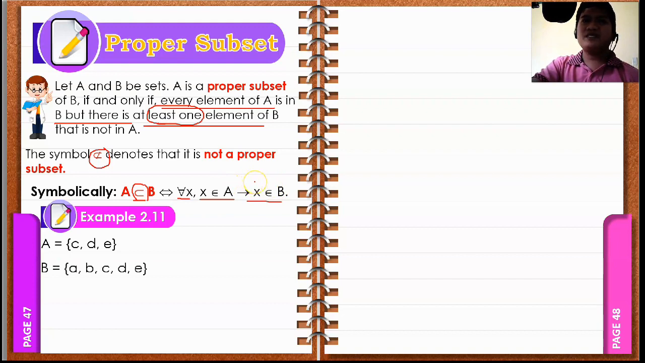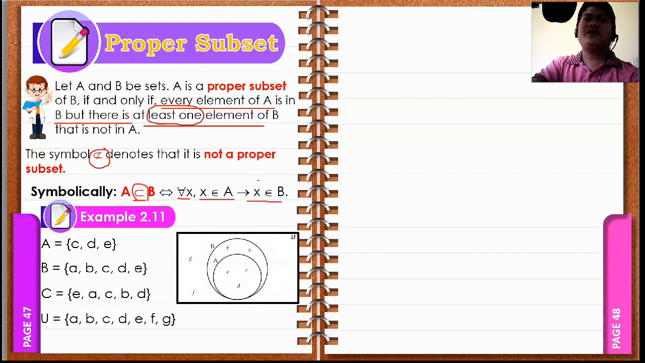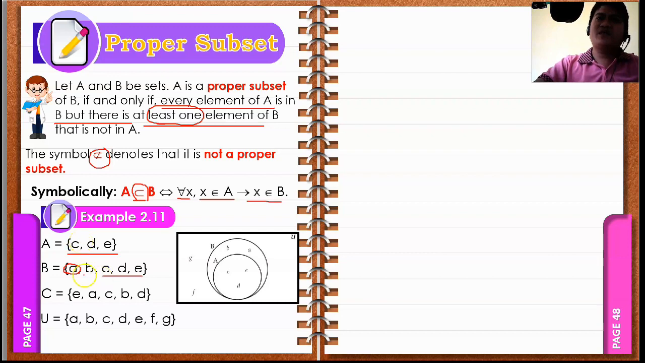So let's have an example. A is CDE, B is ABCDE, C is AACBD, then our universal set is ABCDEFG. As you can see, A is a proper subset of B. We have CDE, we have CDE, and we have at least one element of B, element A, which is not found in set A. Also, we have B, which is not found in set A. Therefore, A is a proper subset of B because all elements of A are in B, and there is at least one element of B that is not in A.